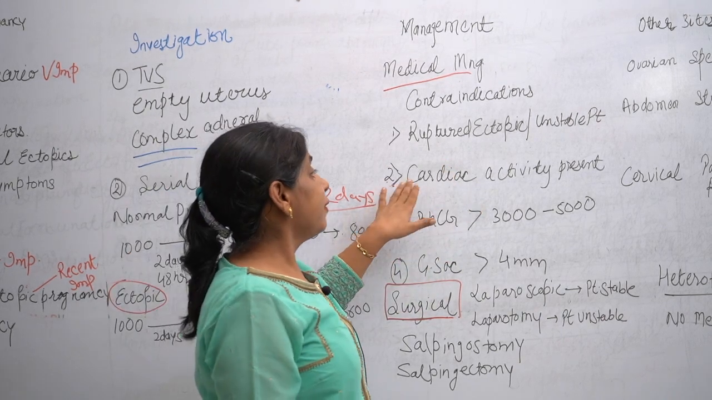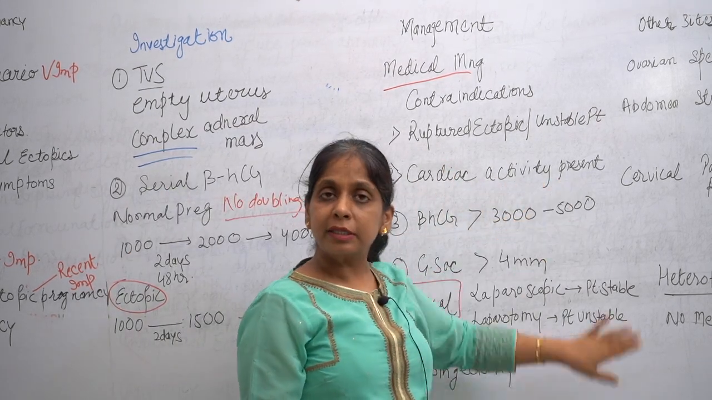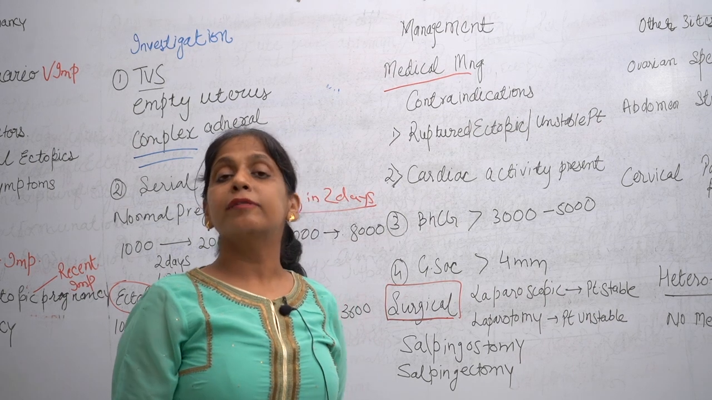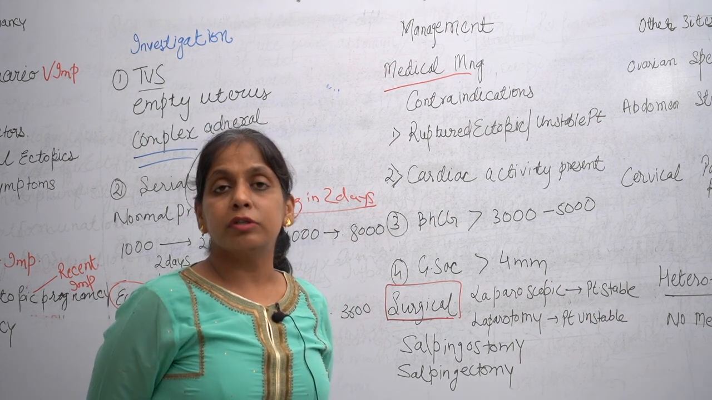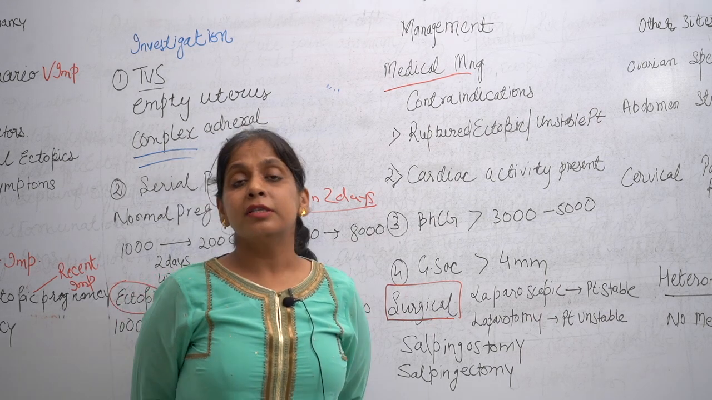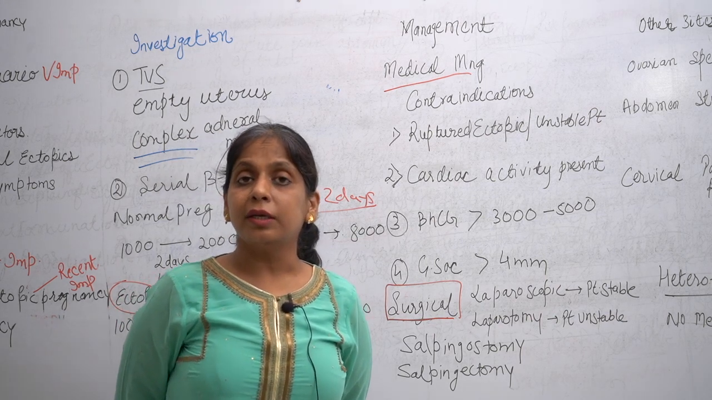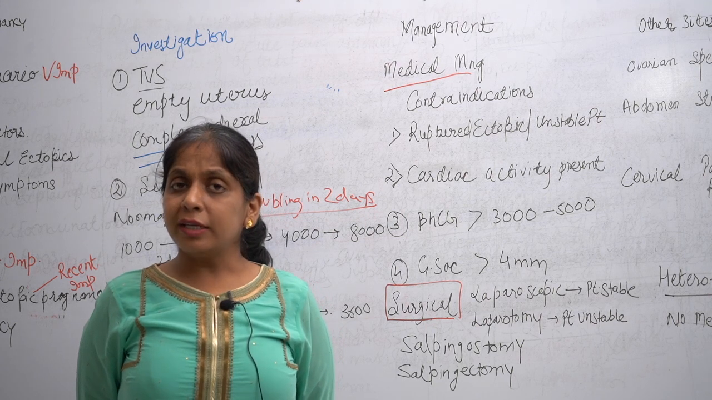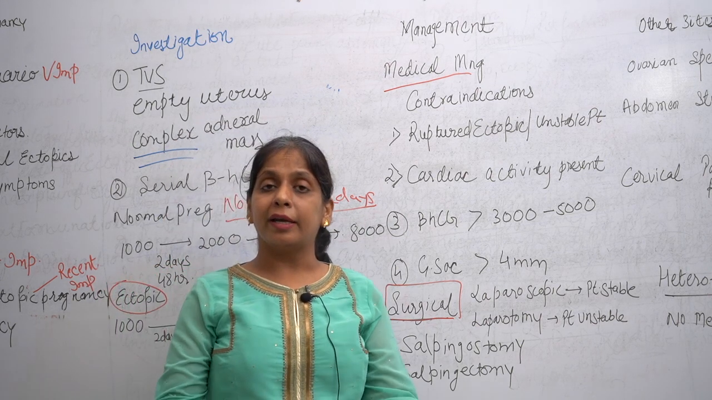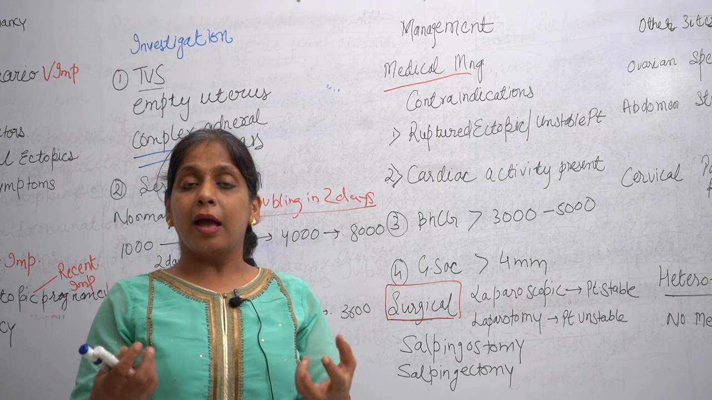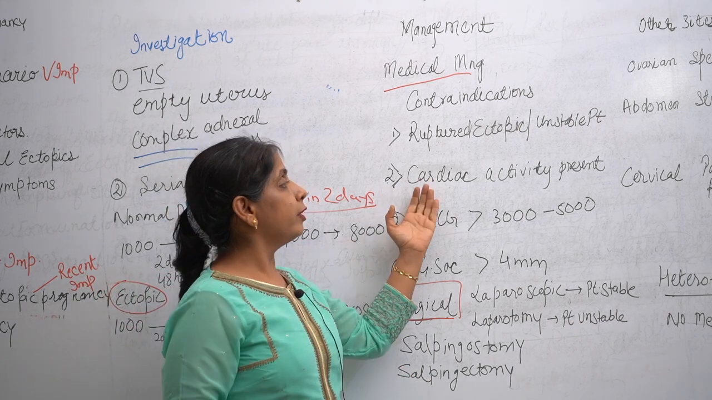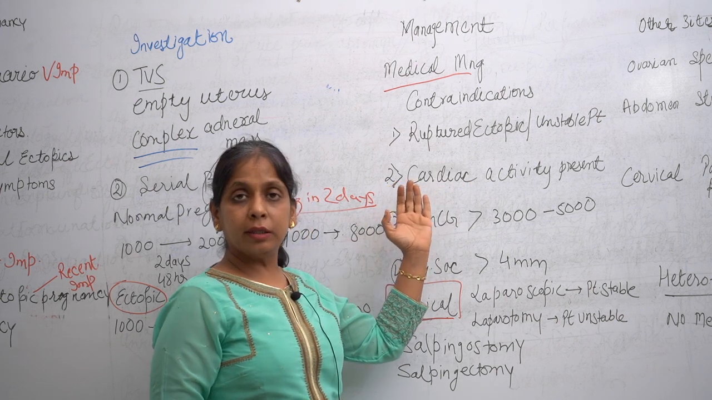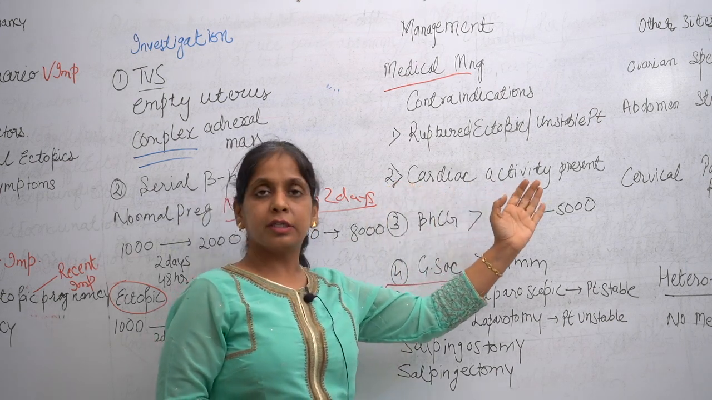Then, if cardiac activity is present, it means the pregnancy is around 6 weeks, as cardiac activity comes at 5 to 6 weeks. It means it is not yet ruptured, but it can rupture in the near future. Very soon it is going to rupture, and medical management needs time to act. So we will not give medical management if cardiac activity is present.